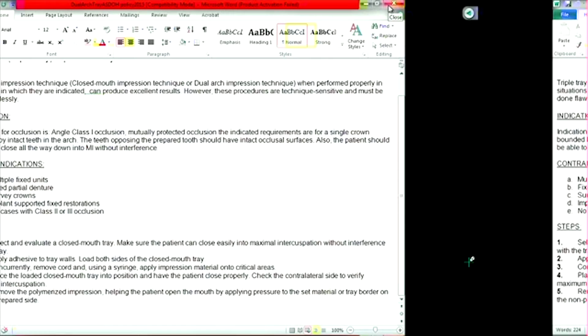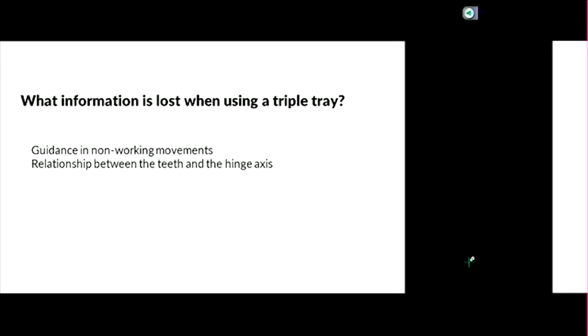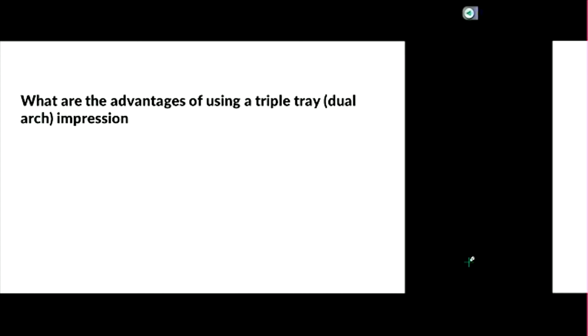In reality, many dentists use triple trays, and we'll get into the reasons for that right now, I guess. So what are the advantages of using a triple tray?